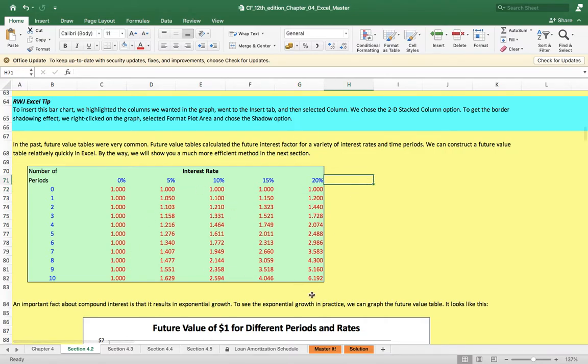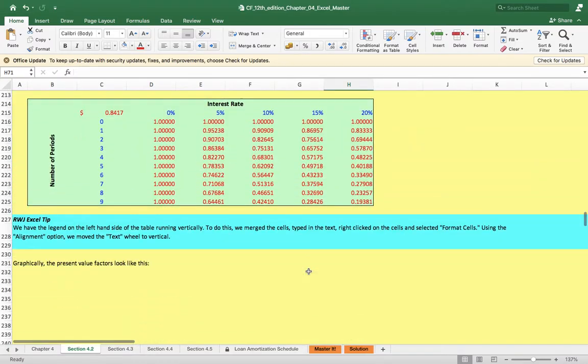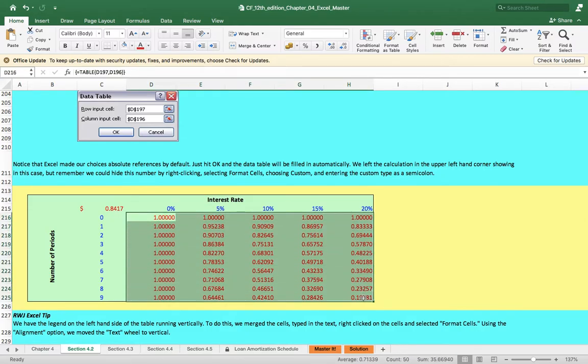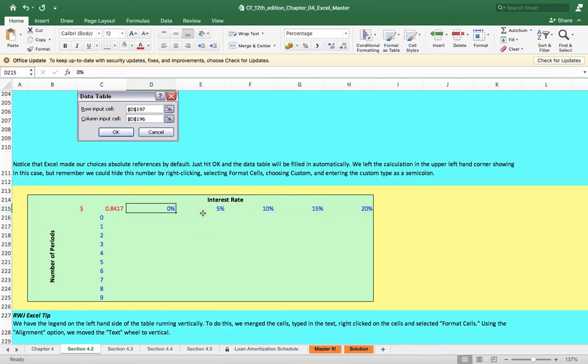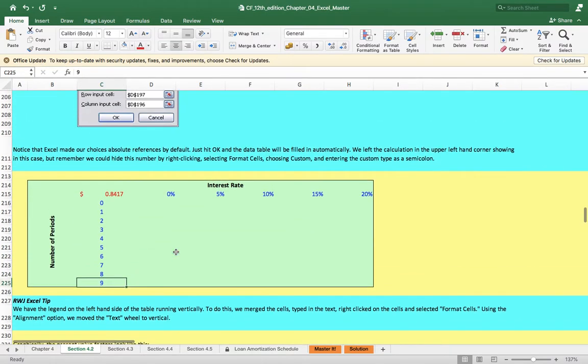I think yours is not being done. Kept as blank area. Come there. You can do with me. Here is the blank area. What is done? Simply delete. You want 0%, 5%, 10%, 15% and 20%. Periods are 0 to 9, or you can go up to 10 also, no problem.